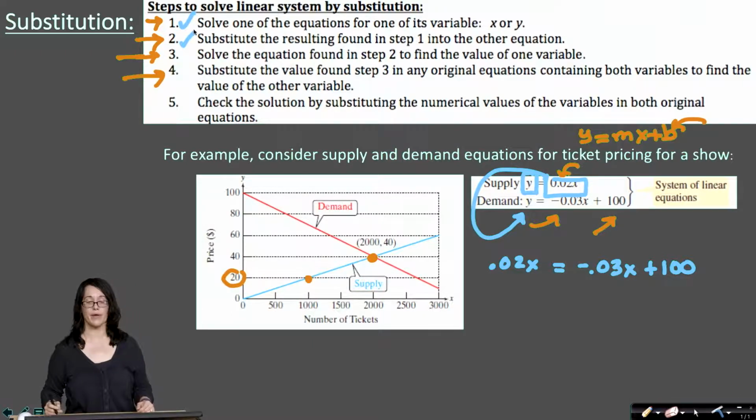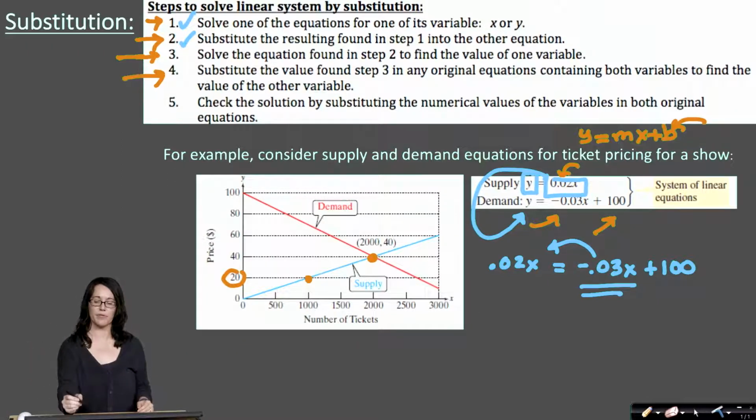We're on step 3, where we need to solve for this variable. So how do you solve a linear equation for x? That's right, just get x by itself on one side. So if this were me, I would probably try to get all of my x values to be positive. So I would add 0.03x to both sides. 0.02 plus 0.03 is 0.05. So now I have on the left side 0.05x and on the right side 100.